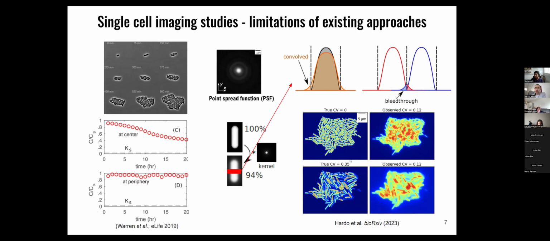On the other hand, if the underlying CV is actually very high, then the diffraction effect acts as a smoothing filter and causes allocation of intensity from the bright cells to the dimmer ones, and undermines the actual observed heterogeneity. And so you can observe the same CV in both cases, but they come from very different scenarios, and it becomes very difficult to identify the sources of noise in such analysis.